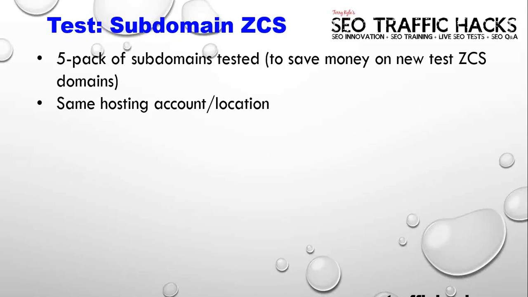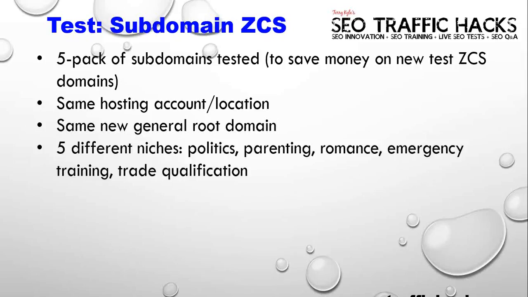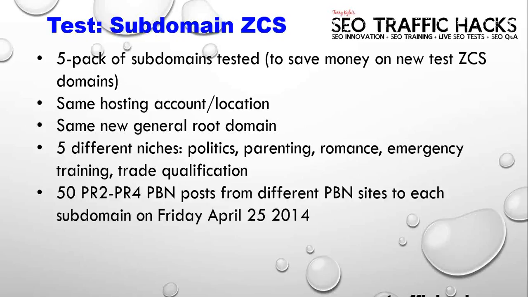So we've got this 5-pack of subdomains, the same hosting location. They all have the same general root domain, a completely new site built from scratch, although there's not much in it. And I wanted to look at different niches, so I picked out politics, parenting, romance, energy training, and trade qualification, to be as diverse as I could in doing a quick test. What happened was, with these 5, they got the usual 50 PBN posts, but from different PBN sites.